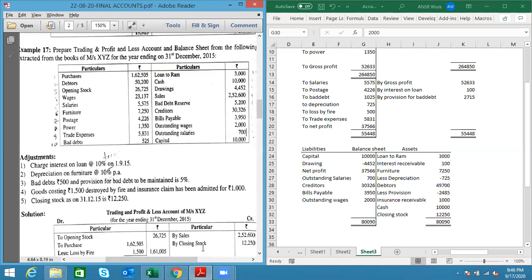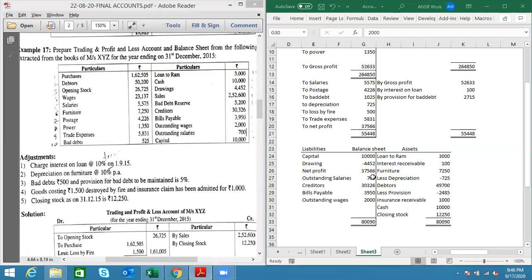So whenever the outstanding concept is there, we will take it like this. It represents the people to whom we have to pay that amount. We have to pay the salary, we have to pay the wages. Meaning thereby it's a personal account, meaning thereby it's a balance sheet item, and because we have to pay, that's why it's a liability. If you can see, I've already posted this as well, 700 on the liability side.